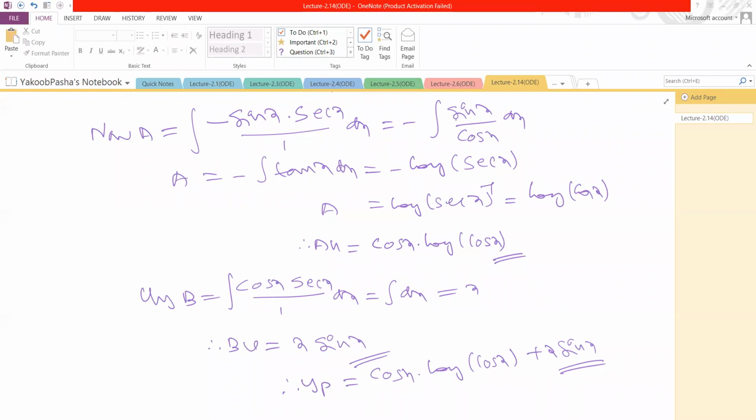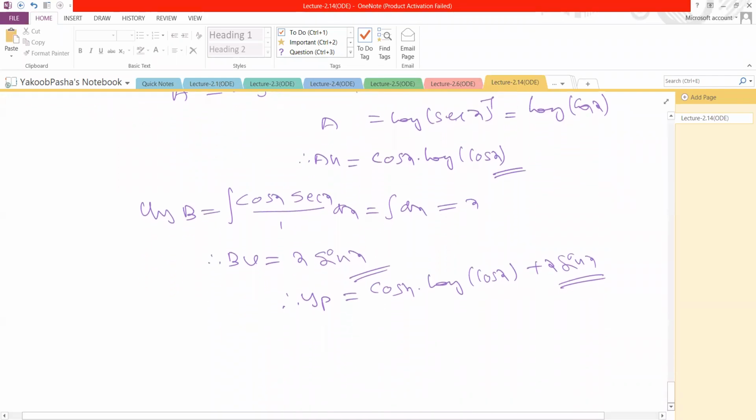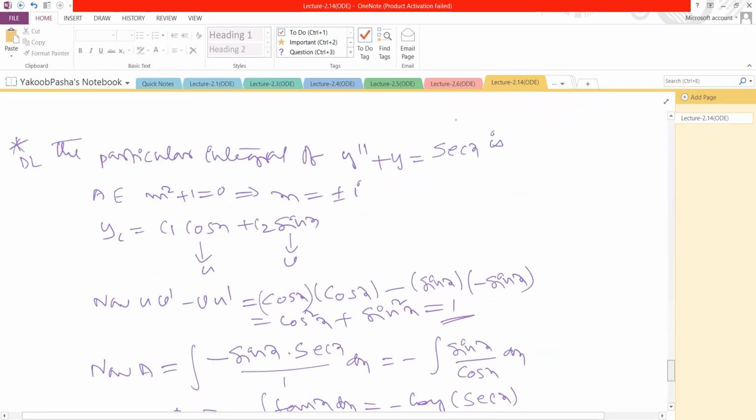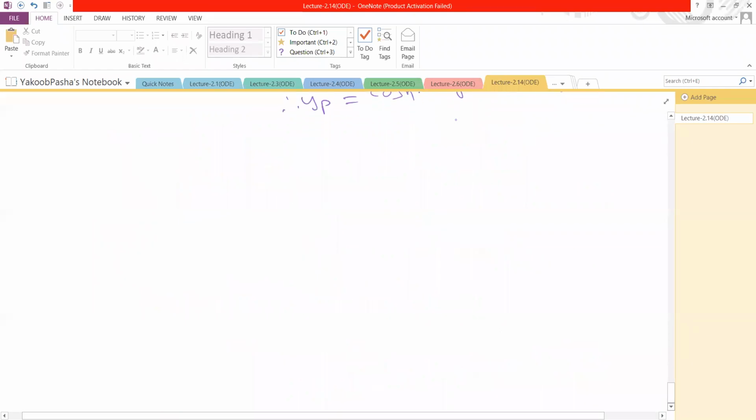Okay. Now I am taking another problem. This previous problem is from DL. I am taking another problem from set. By using the method of variation of parameters.